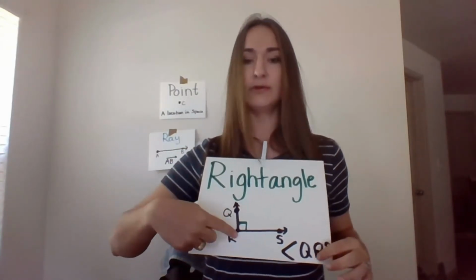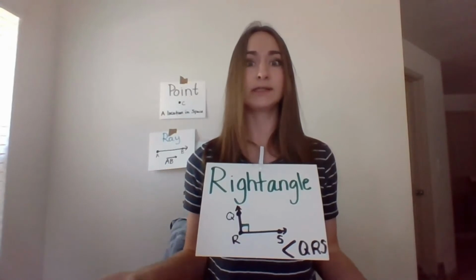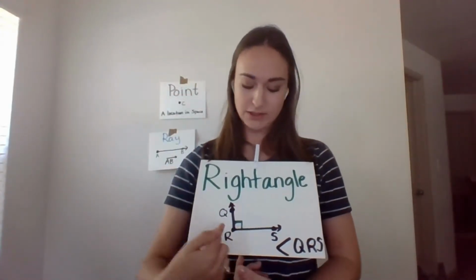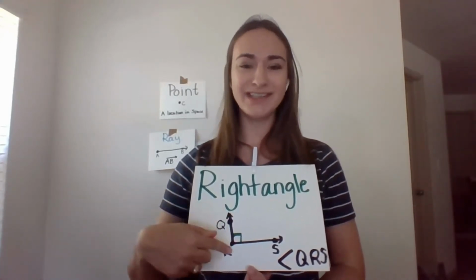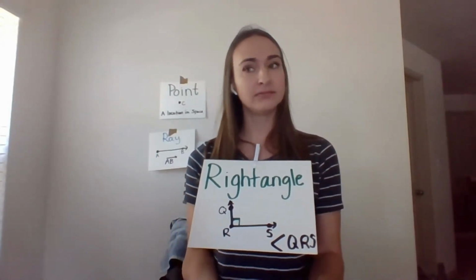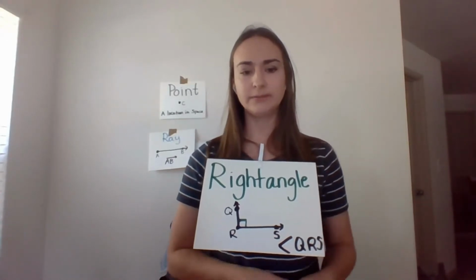Notice here, an angle is always going to be made up of two lines. So that's why we just talked about lines. Now, notice what this looks like. What does this shape look like to you? Where have you seen it? Hey, what does it look like to you? Think about it.